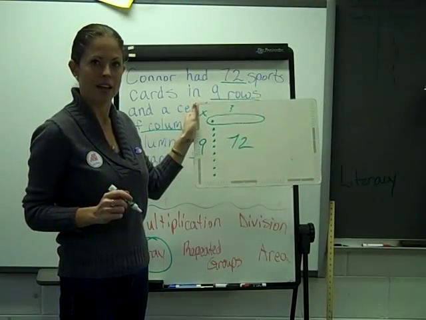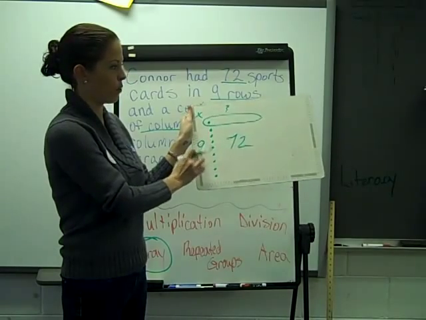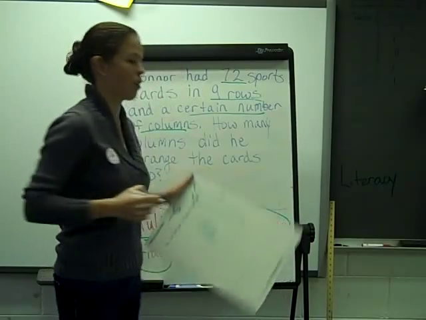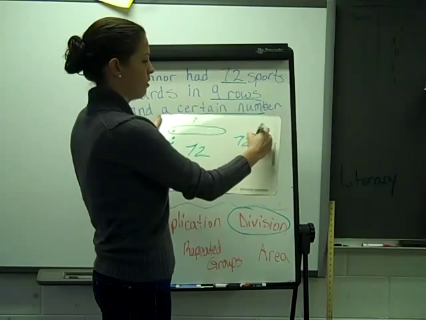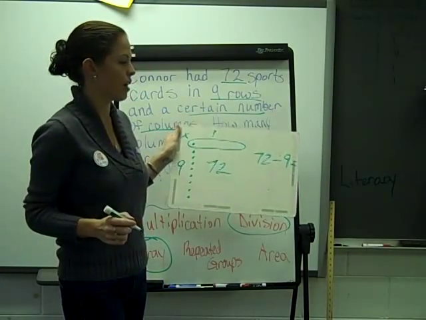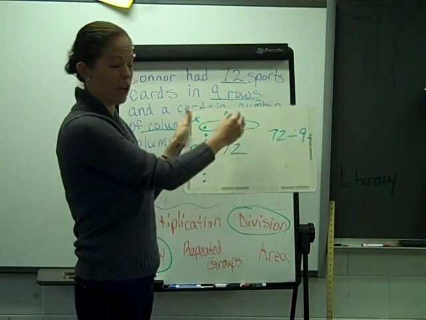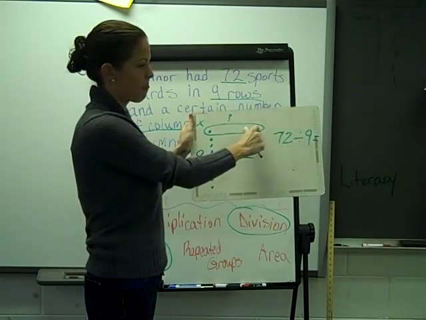Well, to solve that, I know I have to divide the larger number by the rows to figure out how many columns. So this is a division array problem. So that would be 72 divided by 9. If you're unsure how to solve that, you could continue to do the dots until you got to 72 and then figure out how many columns you have.